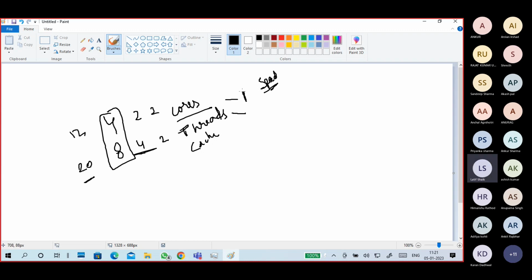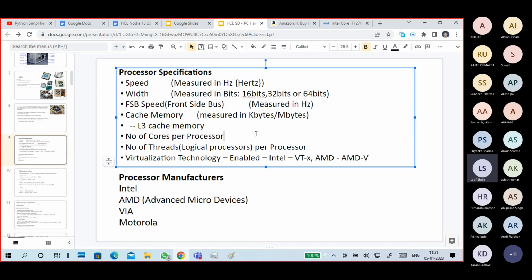Number of cores, number of threads, and cache memory. The bigger the cache memory, the better the performance. Not only the speed of the processor, which shows the clock speed, but also very important are the number of cores, number of threads, and the cache memory, which are the main indications of a better processor.